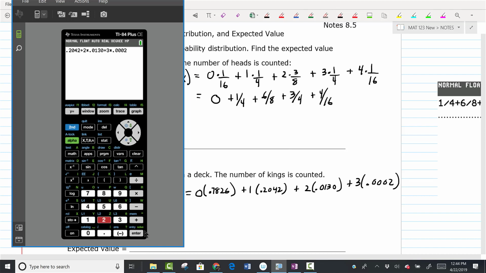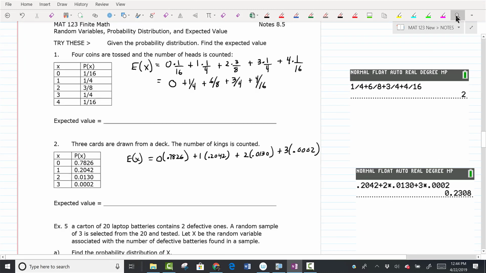What have we got on the first one? 2. Is that a logical answer? Yeah, remember it's like an average on that. Okay, so again, I would just put this in like this after I get everything calculated. You don't have to worry about getting a common denominator and everything. It's just put in 1/4 plus 6/8 plus 3/4 plus 4/16. Don't even bother with the common denominator and reducing fractions because I want that anyway. So the expected value on this one is 2.